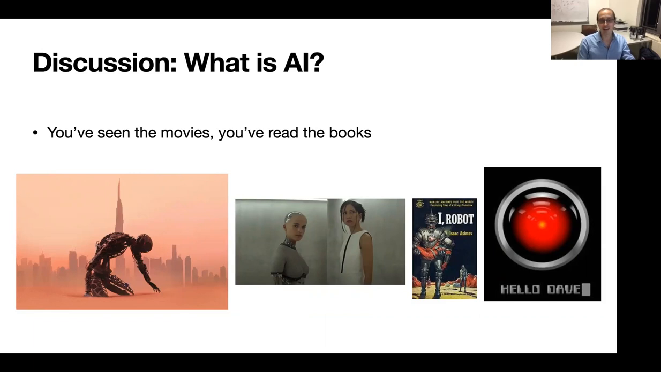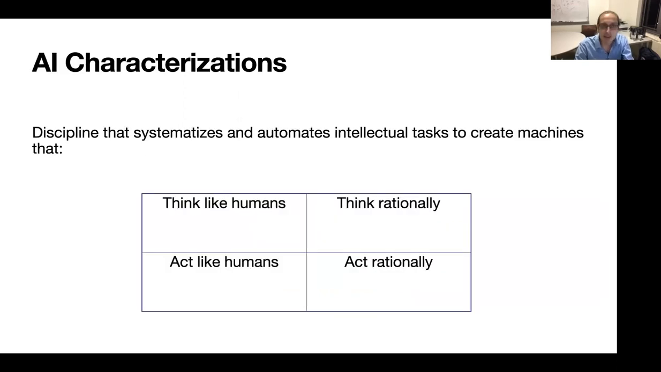But what is actually AI? Can you write in the chat what you think AI is? I want to see some ideas. Let me try to open it up as well. Let's see some definitions in the chat. Very fancy brute force method, statistics on crack. Can somebody unmute and give a definition of artificial intelligence? Let's do that.